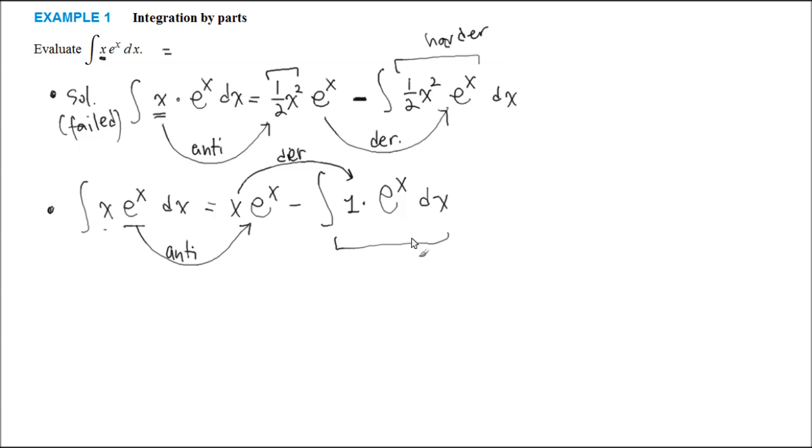This guy is a lot better, right? Antiderivative of e to the x. X times e to the x, and what is it? E to the x plus c. So we got rid of the integral. Because the second term of the integration by parts got easier, then you could do that.